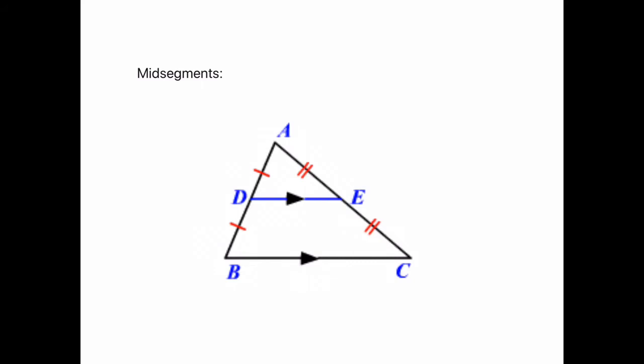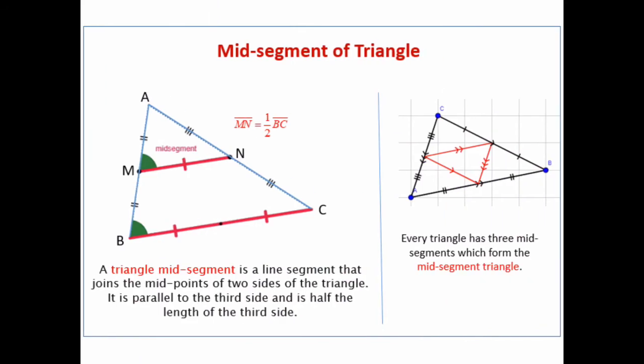So what's important to remember about a mid-segment is that the mid-segment and the third side, so it comes from points D and E here, the third side is BC. They are actually parallel, and DE is half of BC. And that's what this shows here. All mid-segments are half of the third side and parallel to it.